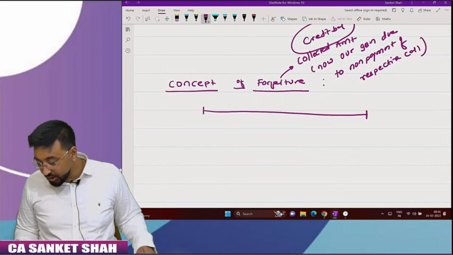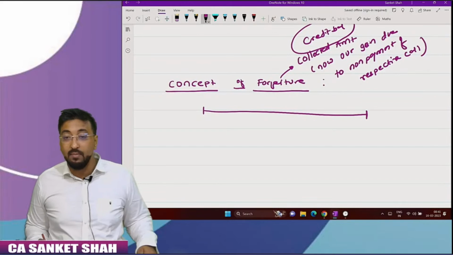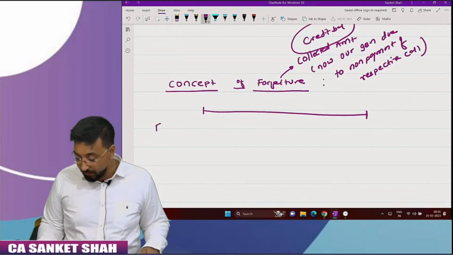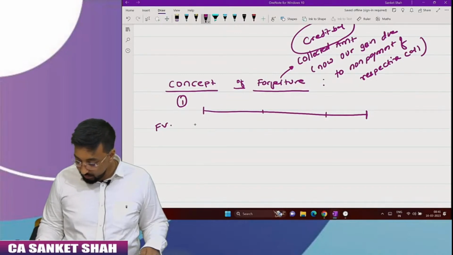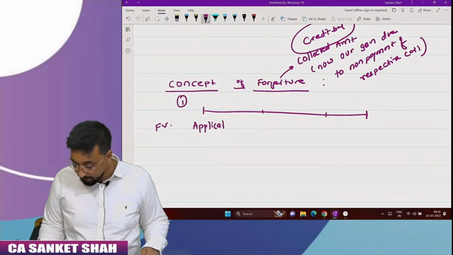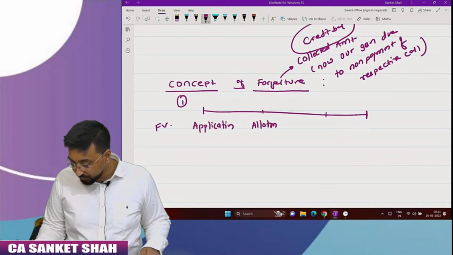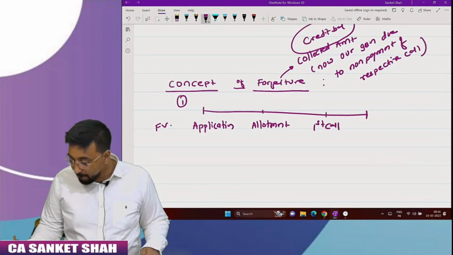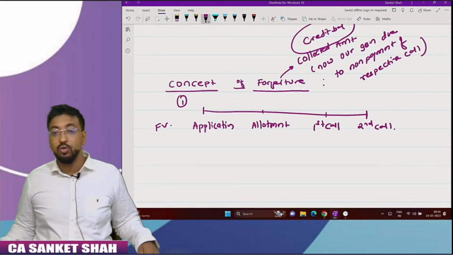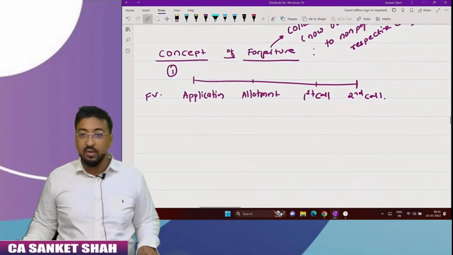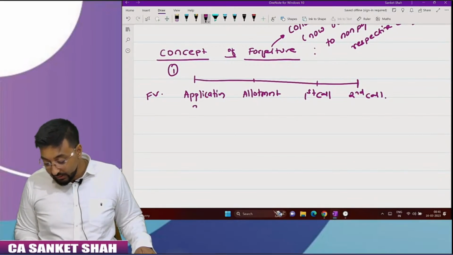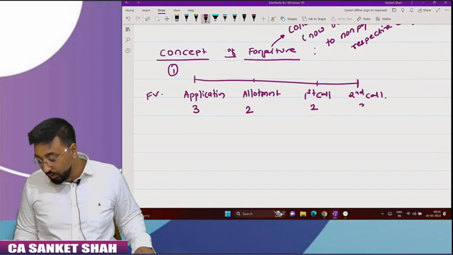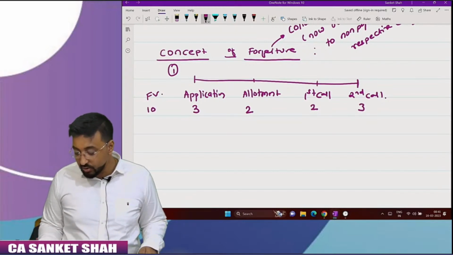See beta, this is a share having different timeline diagram. Okay, so this is a share. Face value, see the share. So this is the first concept. Face value I have divided it in 4 parts: application, allotment, first call and second call. So direct entry students, try to understand the concept of forfeiture. See, normally share amount is collected 3, 2, 2, 3. So these are some imaginary figures. Total face value is 10.